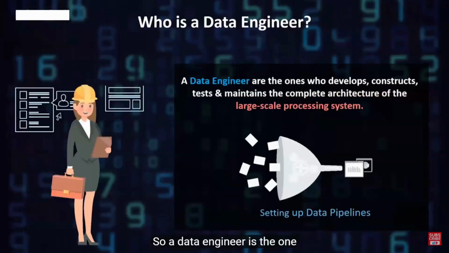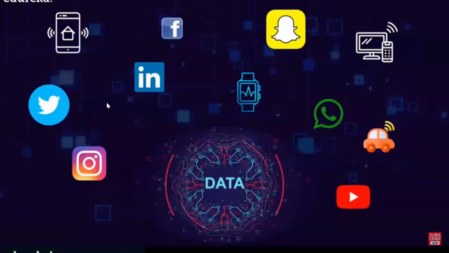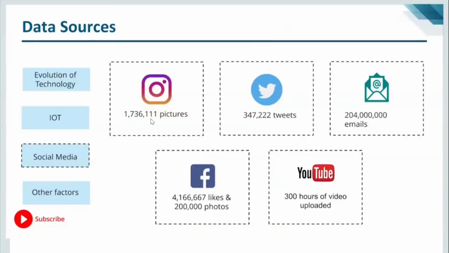The main reason is generation of data. We are generating lots of data through different means: through YouTube, Insta, Facebook, different electronic devices, different apps and all. So as the data is getting generated, these many Insta pictures, these many tweets, these many emails, these many Facebook likes and photos, and these many YouTube hours of videos, people started using that data, guys.